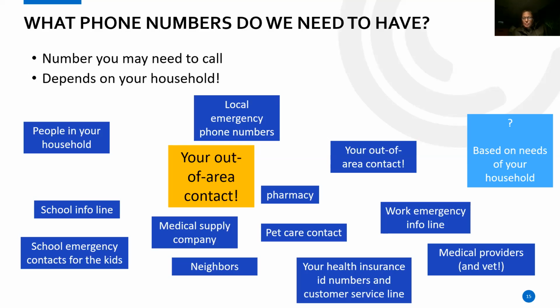You might want to have the numbers for the emergency contacts for the kids or for certain neighbors or your pet care contact. Depending on what your needs are, you might need to know what's a medical supply company that I could call to get things to me quickly if needed. Maybe your employer has a work emergency information line so you can find out for your spouse, hey, what's going on? And you could listen to the recording and know, are they supposed to stay put or are they on their way home? You know, just think about some things and put a list together for yourself so you have it ready.